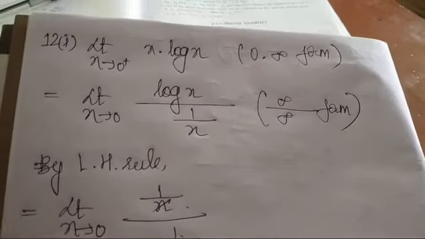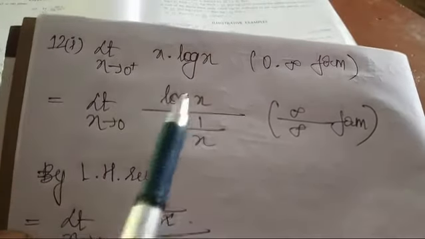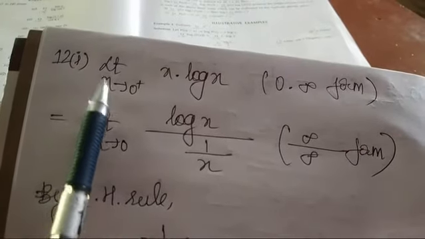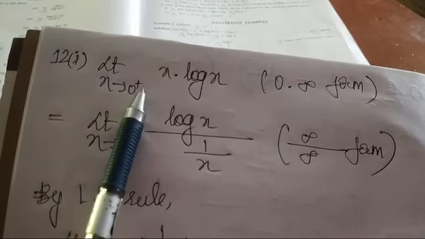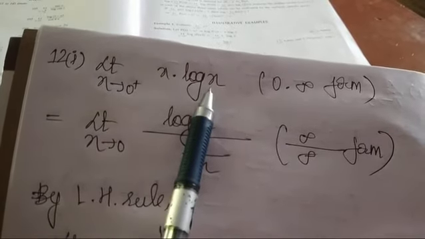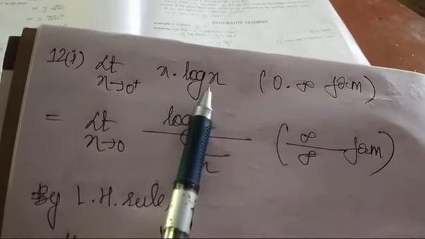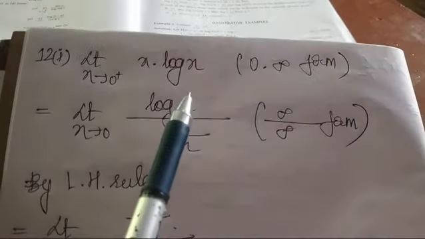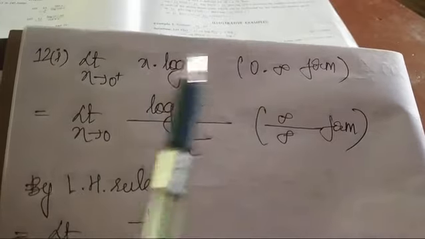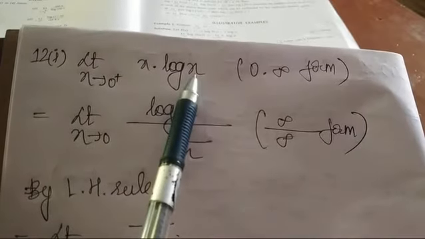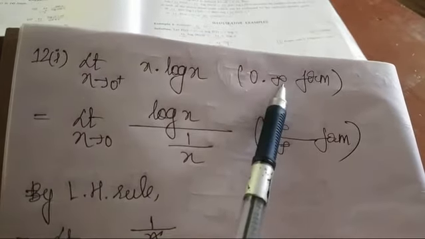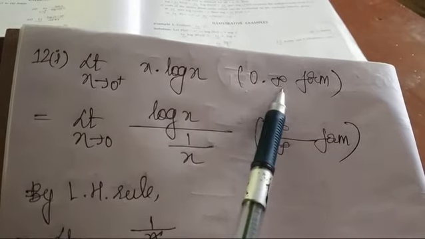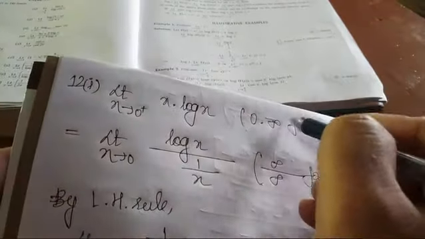Okay, the next question that I'm taking here is question number 12, part 1. The question is limit x tending to 0 plus, x into log x. Let us check the form first. You put x equals 0, it is 0, and log 0 is infinity. So what is the form? 0 into infinity form. This is again a new form for us.